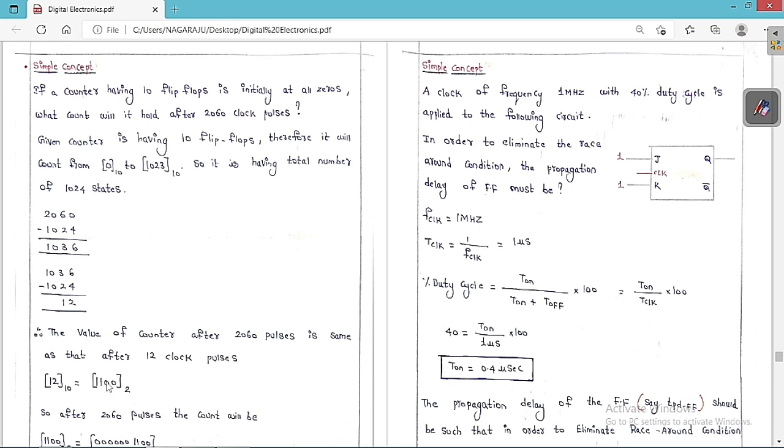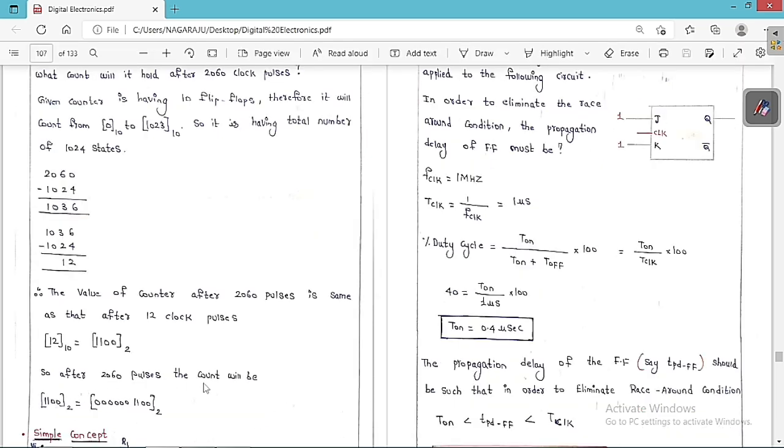12 in decimal format is 12, and in binary it is 1100. So after 2060 clock pulses, the count will be 1100 in binary format, or you can also write it as 0000001100, because it is a counter with 10 flip-flops, so the total number of digits must be 10. Counting 1 2 3 4 5 6 7 8 9 10, we have 10 places. So this is the 12 we get in binary format.